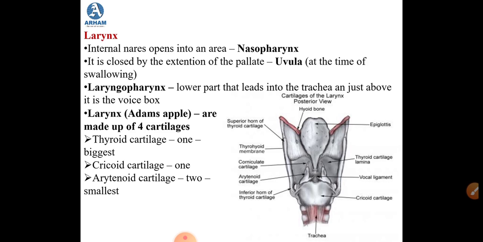Then we also studied about the larynx, that is the next part. So the larynx, or the voice box, which is also known as Adam's apple, is made up of 4 cartilages. There is thyroid cartilage, there is cricoid cartilage, and there is arytenoid cartilage. Now thyroid cartilage is 1 in number and it is the biggest cartilage. The cricoid cartilage is again 1 in number, and arytenoid cartilages are 2 in number and they are the smallest.